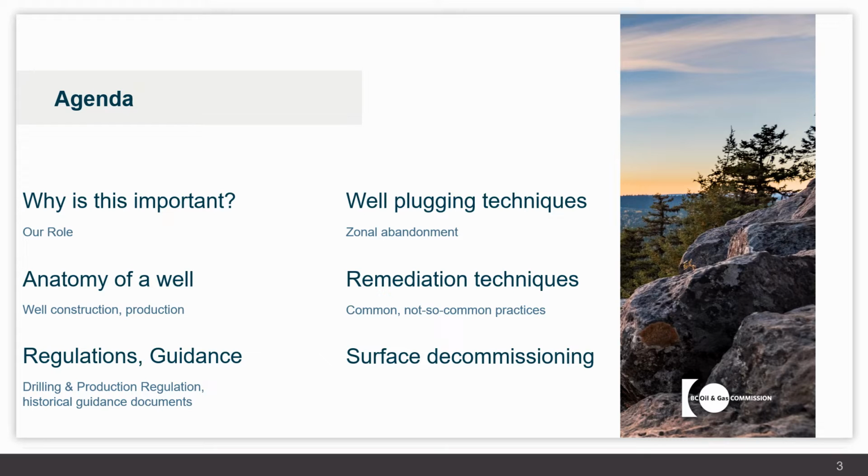As you can see, there's a lot of information to cover today, beginning with an overview of why this is important. We'll be looking at the anatomy of a well from well construction through to production and onwards, and also looking at the regulations and guidance governing the practice of well decommissioning in British Columbia. We'll look at some very specific well plugging techniques, also known as zonal abandonment, and some remediation techniques, including both some common and not so common practices. And at the end, an overview of what it means to complete surface decommissioning at a well.